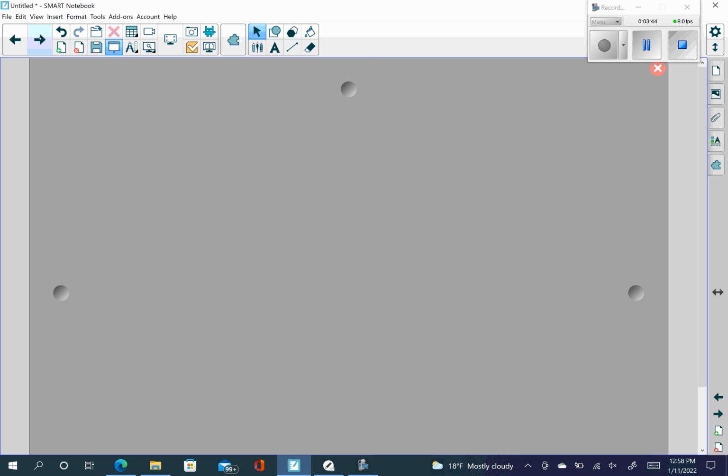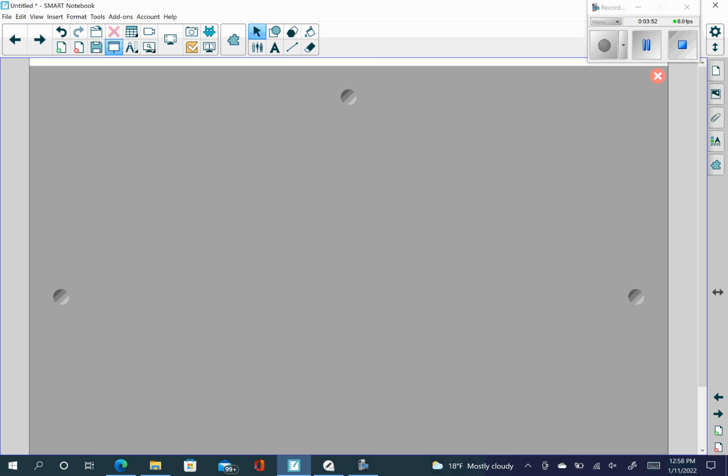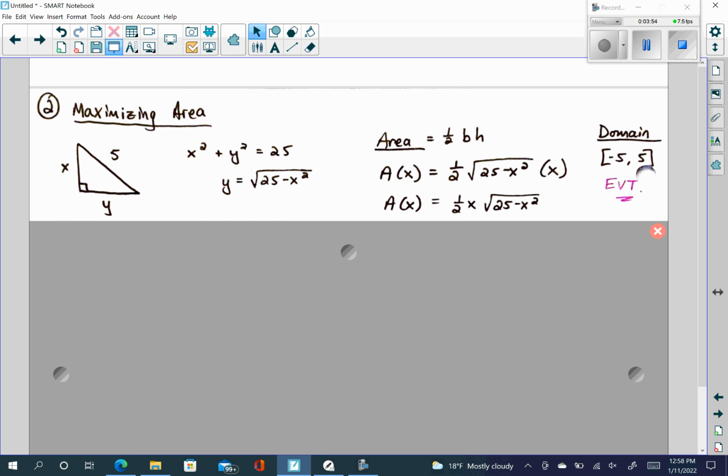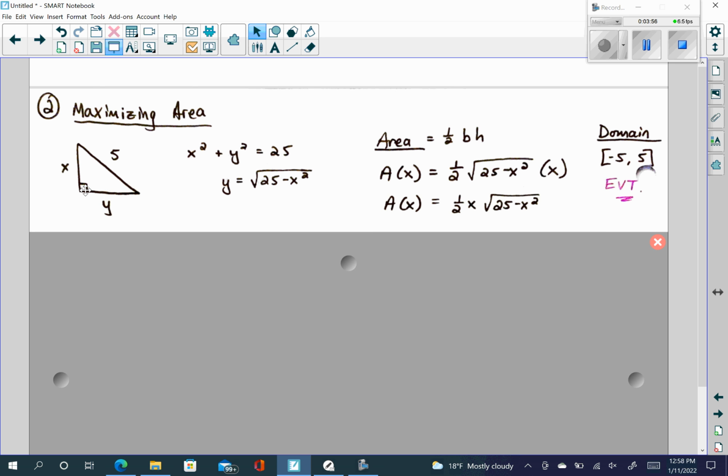Okay, let's take a look at number 2. Here we have to maximize area. What is the largest possible area for a right triangle whose hypotenuse is 5 centimeters long? So we want to start by just making a picture of this, and we call the two sides, the two legs, x and y. The hypotenuse has to be 5. So from this, our function just comes from using the Pythagorean theorem. x squared plus y squared equals 25. Let's just solve it for y. And remember, we have to have positive values here, so y would just be the square root of 25 minus x squared.